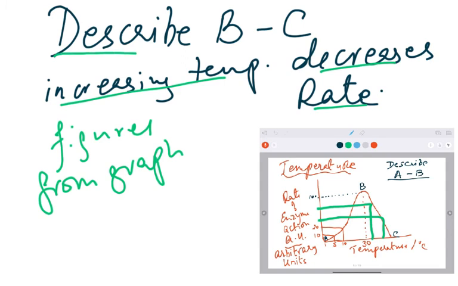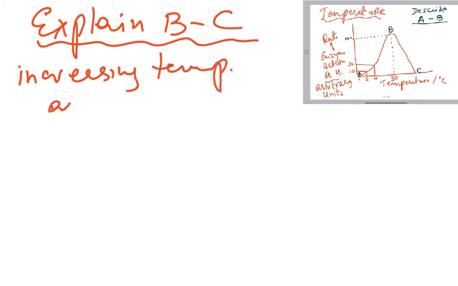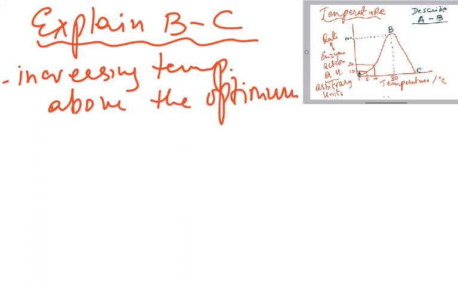And this would be the describe B to C. Explain B to C. If I say explain B to C, you've got to give me, now you're increasing the temperature. Increasing temperature above the optimum. Now this is important. Increasing temperature above the optimum is also increasing the kinetic energy, but that is not good for us.